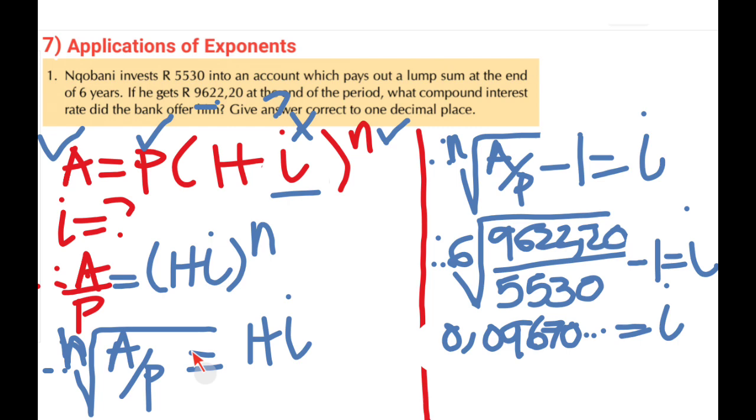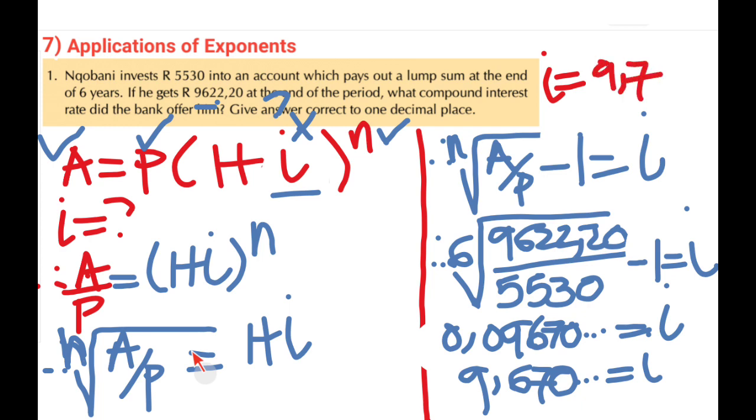Now, in order to find the percentage, multiply that by 100, and that gives you 9.670 and so on, equals I. Round that off correct to 1 decimal, so that gives you 9.7%. And that's the answer to the question.